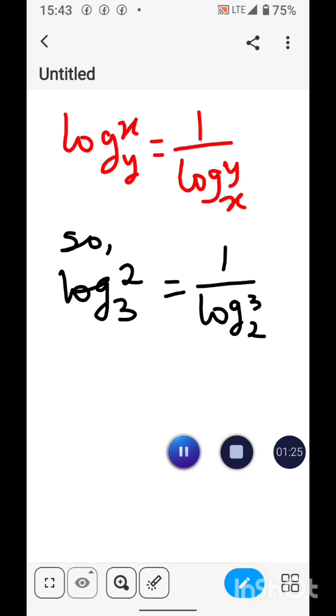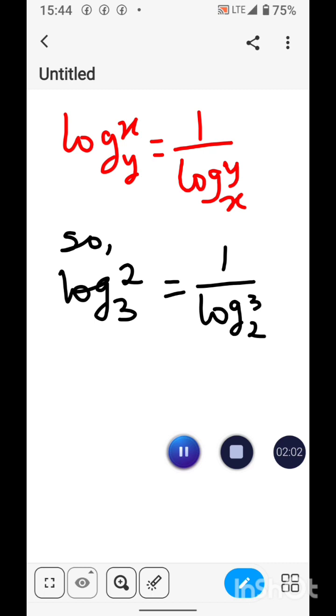Now, I equally would like us to look at something interesting with logarithm. Log x to the base y can still be written as 1 over log y to the base x. So we have log 2 base 3, which is still the same as 1 all over log 3 base 2. Let's take note of this. Log x base y is the same as 1 over log y base x.